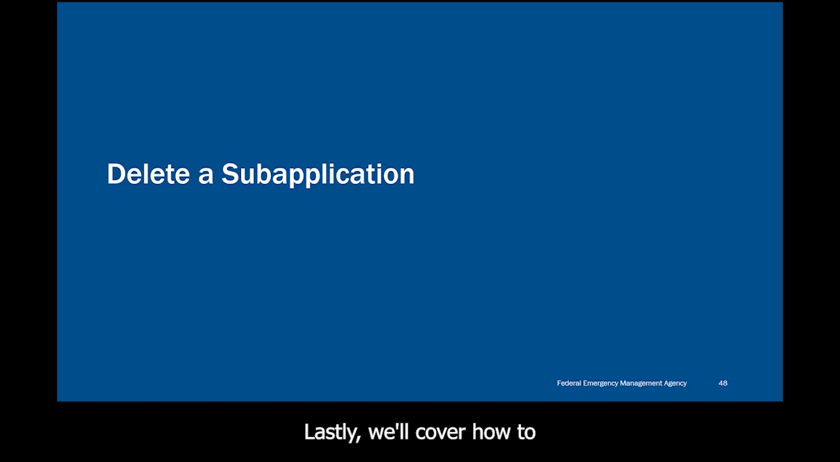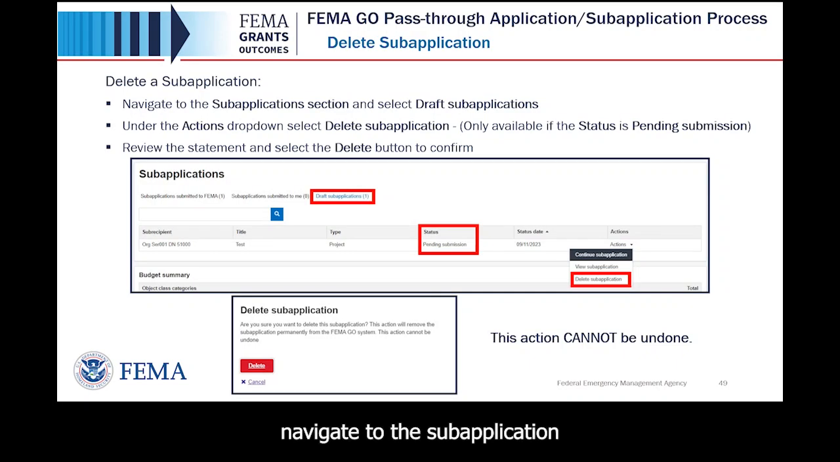Lastly, we'll cover how to delete a sub-application if needed. To delete a sub-application, navigate to the Sub-Application section and select Draft Sub-Applications. Then, under the Actions dropdown, select Delete Sub-Application. This option is only available if the status is pending submission.